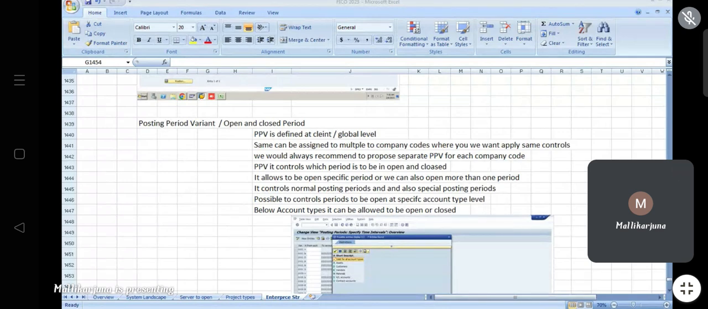Let's say the user is trying to post in the month of February, not in January. What is the special period in February? 14. What is the posting date you have to specify? December. If a user comes and asks to post in the month of June, no. The posting date should always be in the last period of the financial year.